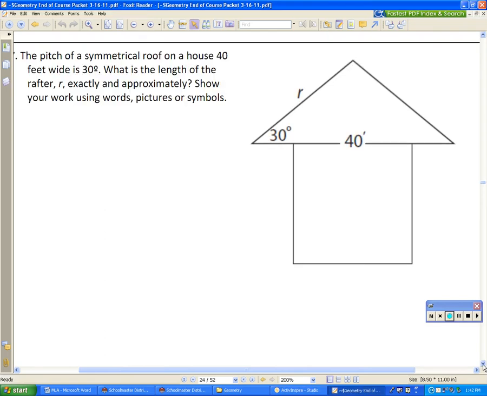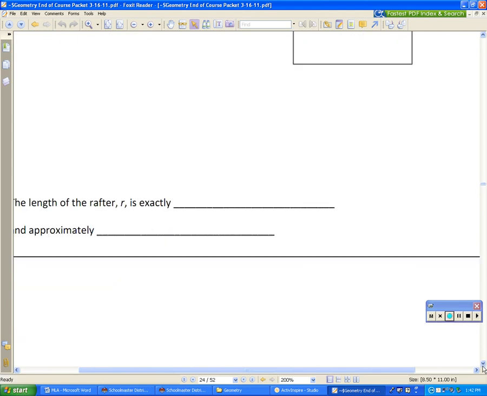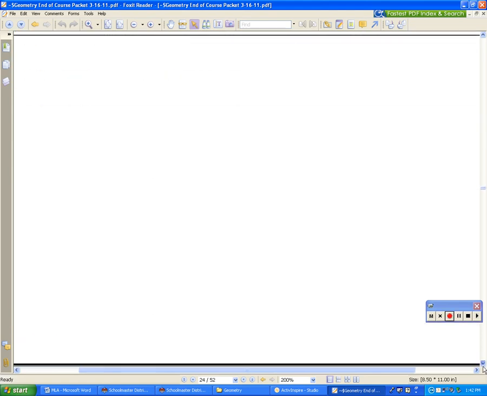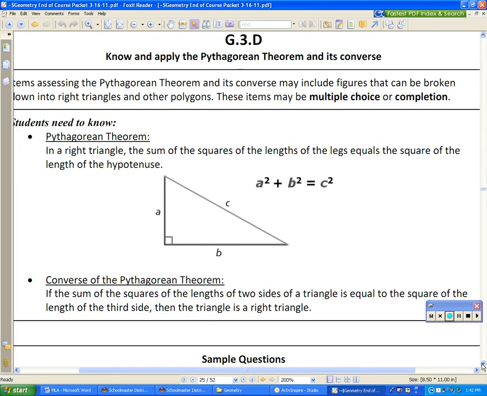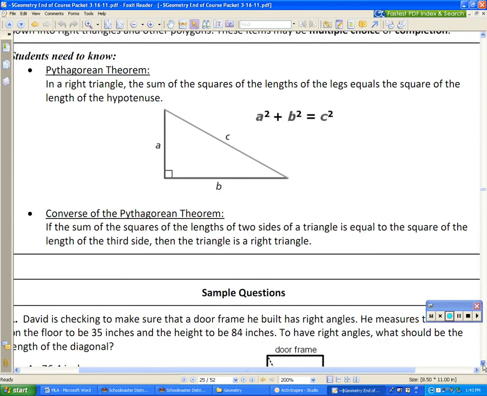So that is fun and games with special right triangles. All right. Then we also have to know, of course, the Pythagorean theorem. If you don't know the Pythagorean theorem, then you should probably write that down as well. But hopefully most of you know it. In a right triangle, a squared plus b squared equals c squared. And then don't forget the converse also, which is that if a squared plus b squared equals c squared, then you know you have a right triangle. All right, so let's do some problems that relate to that.